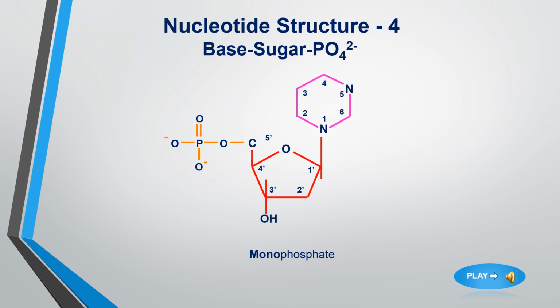This slide shows the linkages between base, sugar and phosphate. Please listen. In the pyrimidine ring, the first position nitrogen is connected to the first carbon of the ribose sugar, and the phosphate group is linked with the fifth carbon. And in some structures, the phosphate group can also link to the sugar at its third position.